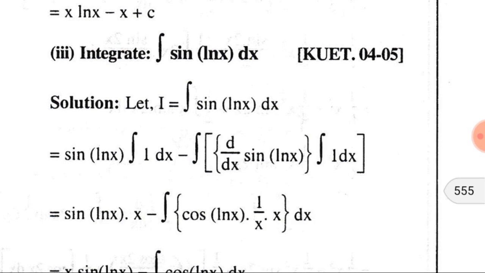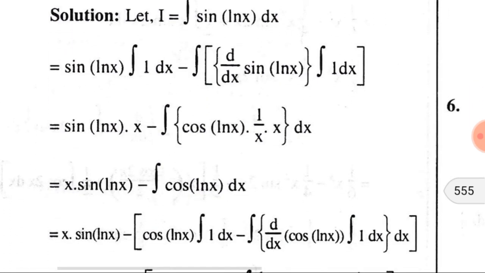We have to make it visible. How will you make it visible? We know that if we multiply sine of ln of x by 1, then it won't be changed. That means 1 is the other function here. But we don't know what is the integral of sine of ln of x, but we know the derivative of sine of ln of x. That is why we consider sine of ln of x as the first function u and 1 as the second function v. Then applying the formula, we get sine of ln of x times the integration of 1 dx, minus the integration of the derivative of the first function sine of ln of x into the integration of the second function 1 dx.